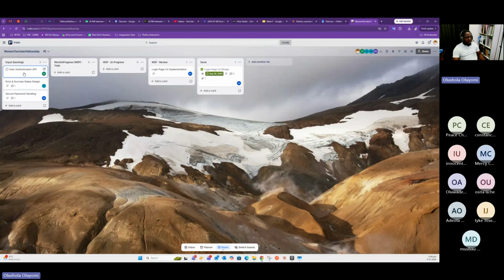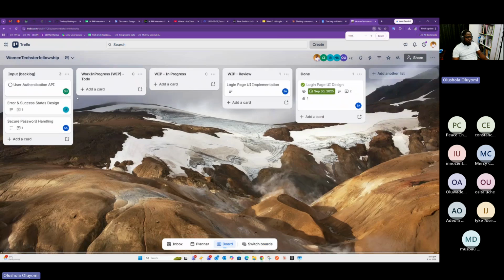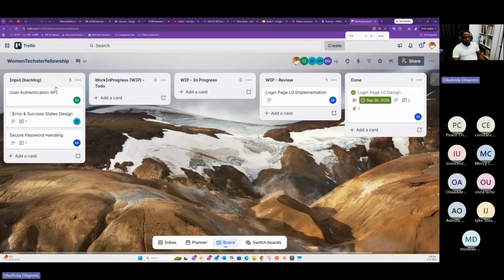When I'm done prioritizing it, I move it from my backlog to to do. Somebody said my screen is too small. Once I put it to do, developers can come here and move their item to work in progress, which is in progress, and say, okay, now I'm working on it. So when I see it here, I already know what everybody's working on.